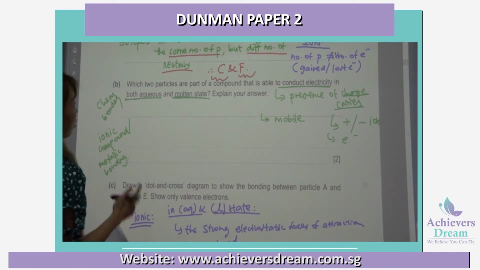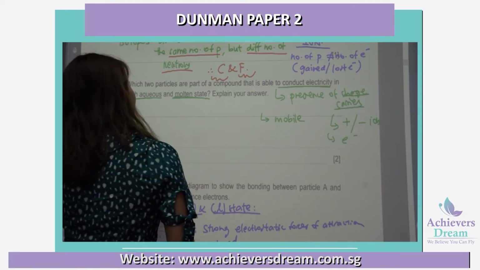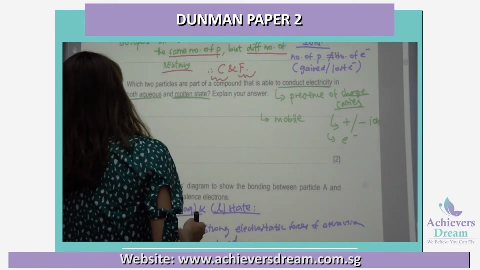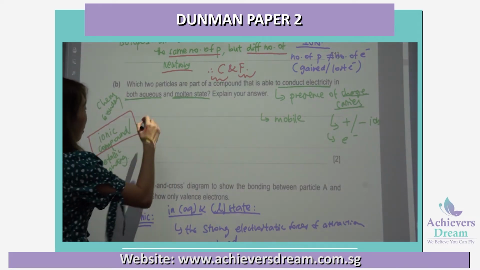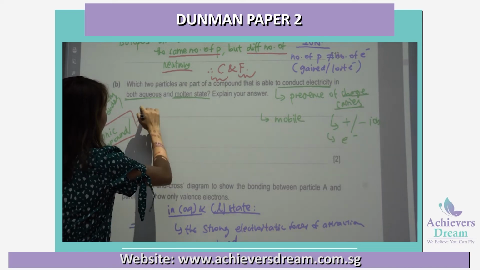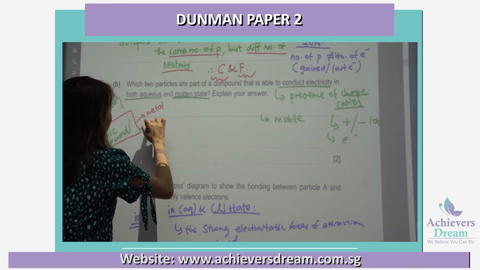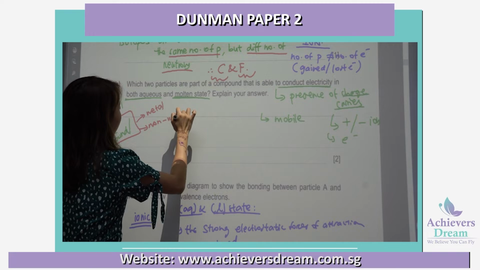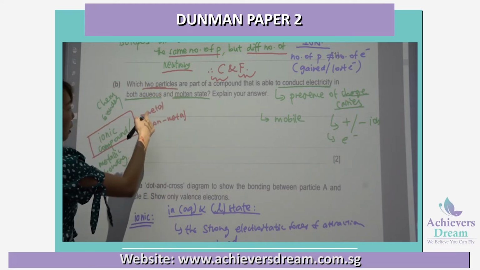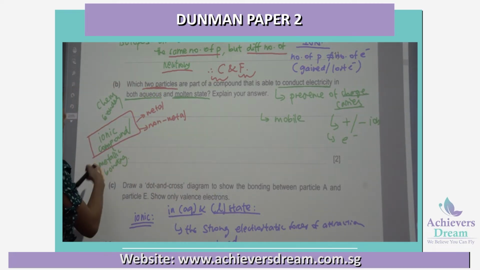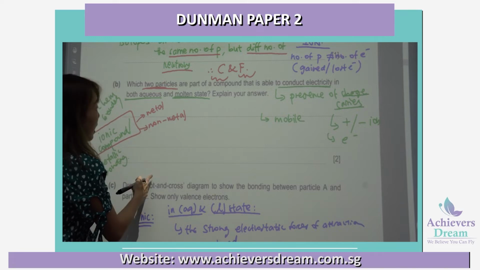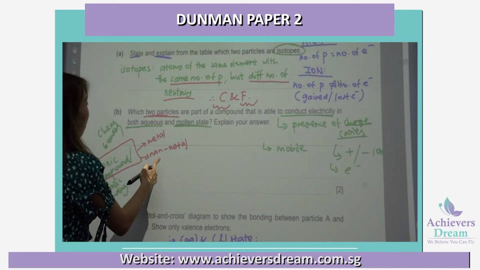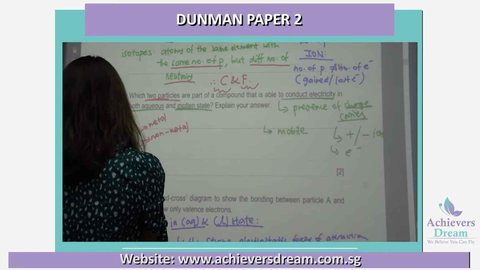So back to the question, which two particles are part of a compound able to conduct electricity? Okay, it must be an ionic compound, because ionic compound is made up of a metal and non-metal. Correct? So two particles, one metal, one non-metal. It cannot be metallic bonding because metallic bonding is only for metals, and metals are only one particle. Okay? Understand this part?